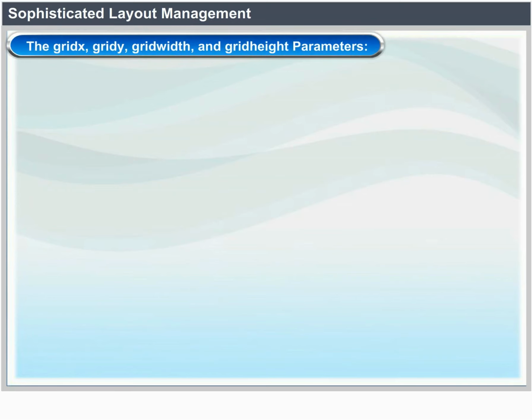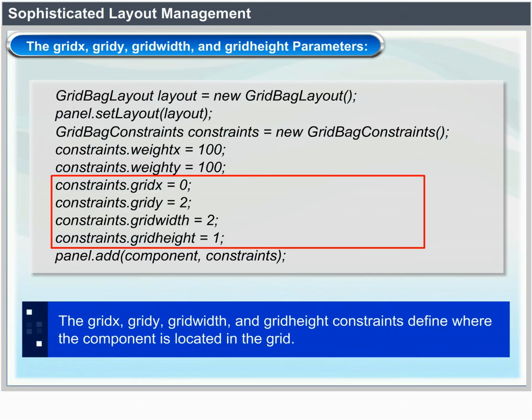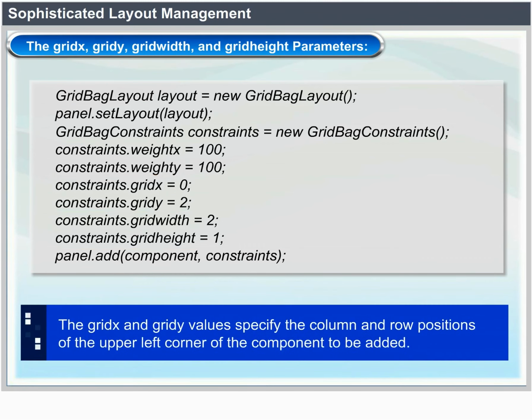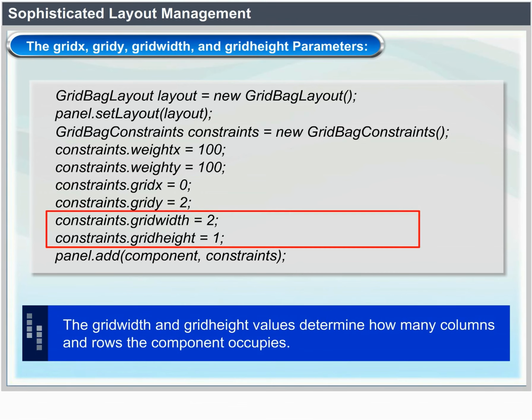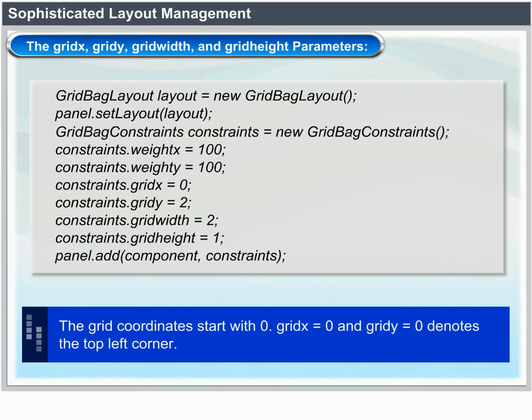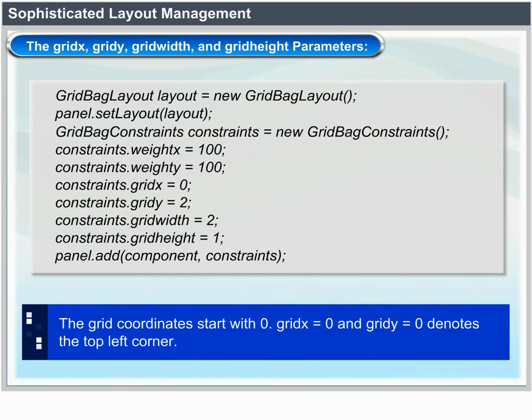The gridx, gridy, gridwidth and gridheight parameters. The gridx, gridy, gridwidth and gridheight constraints define where the component is located in the grid. The gridx and gridy values specify the column and row position of the upper left corner of the component to be added. The gridwidth and gridheight values determine how many columns and rows the component occupies. The grid coordinates start with 0. gridx = 0 and gridy = 0 denotes the top left corner.